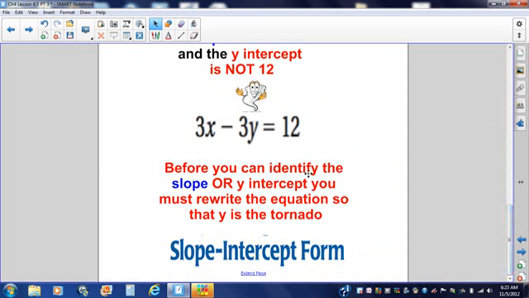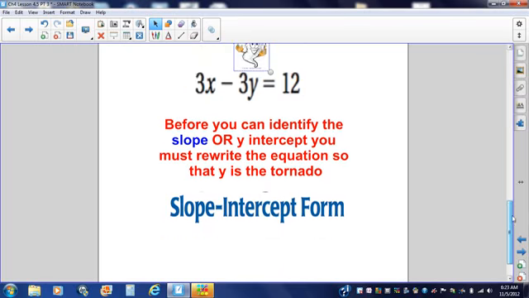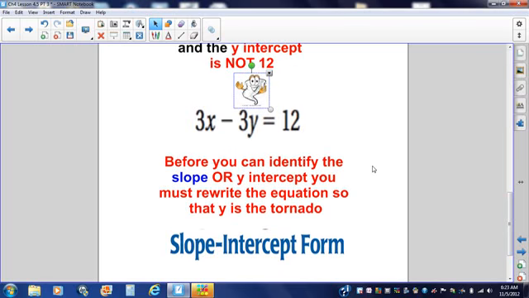Before you can identify the slope or the y-intercept, you must rewrite the equation so that y is the tornado, or we call that slope-intercept form. Please make yourself a note that before you can identify the slope or y-intercept, you have to rewrite the equation.